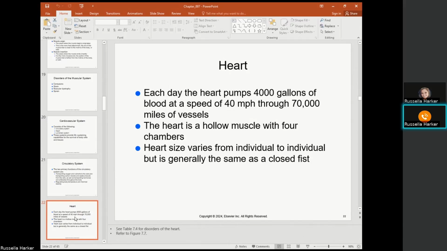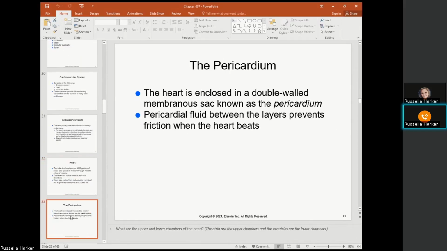So on table 7.4, there are disorders of the heart, and you can refer to figure 7.7 to look at the chambers of the heart and all of the different parts of the heart, where the right atrium and the right ventricle are, and the left atrium and the left ventricle, and look at the blood flow through the heart.